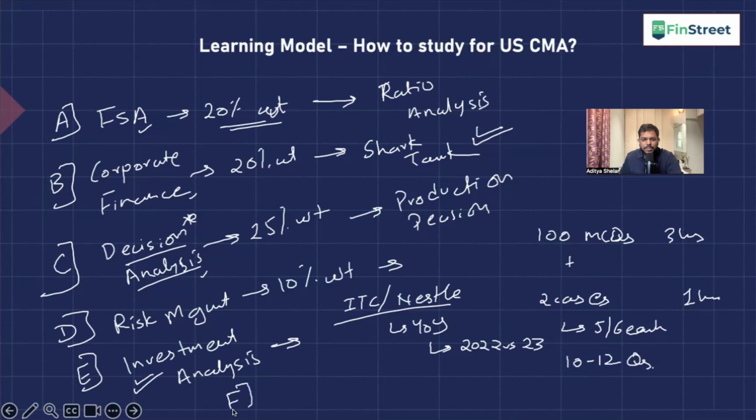And lastly, we have something called as ethics. By the way, investment analysis also has weightage of around 10%. And then we have ethics. Ethics has a weightage of 15%.